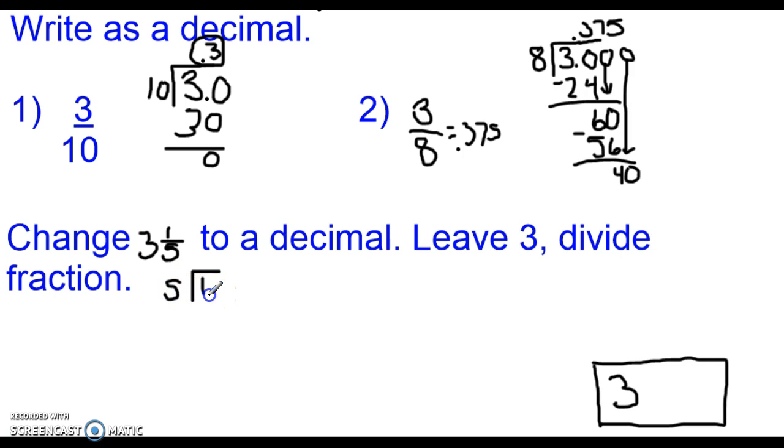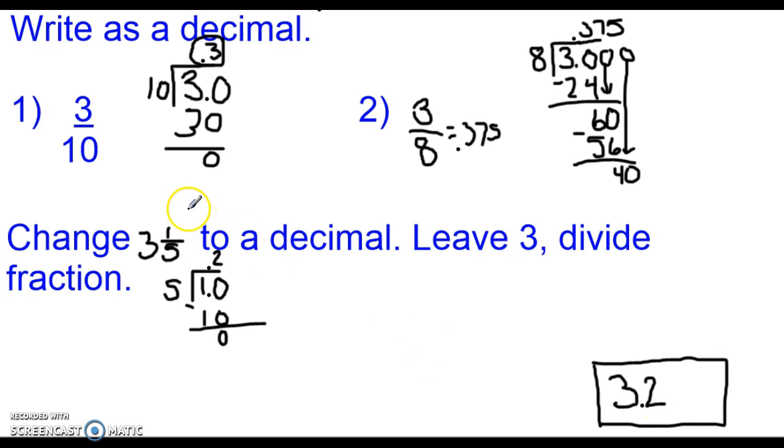5 cannot go into 1. I add a decimal and a 0. 5 goes into 10 2 times. 2 times 5 equals 10. When you subtract, you get 0, which means you are done. So this 0.2 would have to go at the end of my whole number, so 3.2 or 3 2/10.